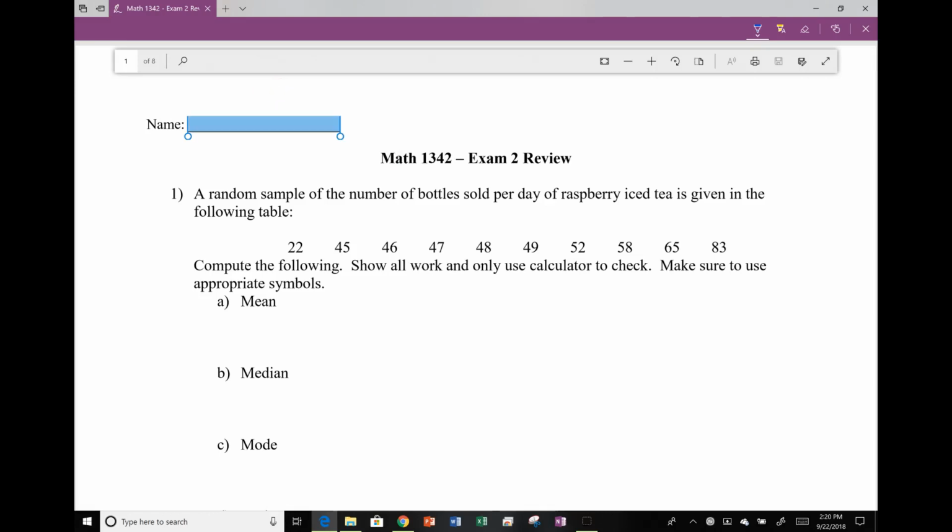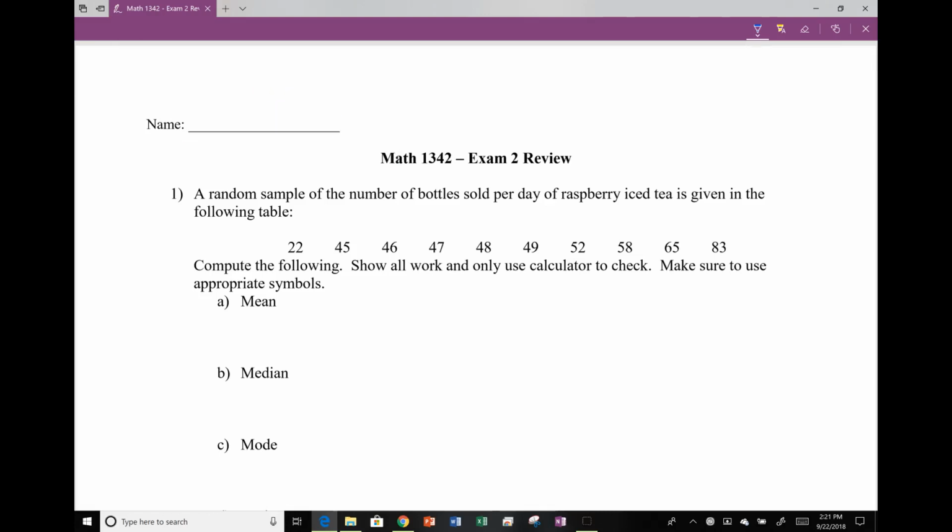In this video, we'd like to look at the examples from the review. So looking at number 1, a random sample of the number of bottles sold per day of raspberry iced tea is given in the following table: 22, 45, 46, 47, 48, 49, 52, 58, 65, 83. Compute the following. Show all work and only use calculator to check.